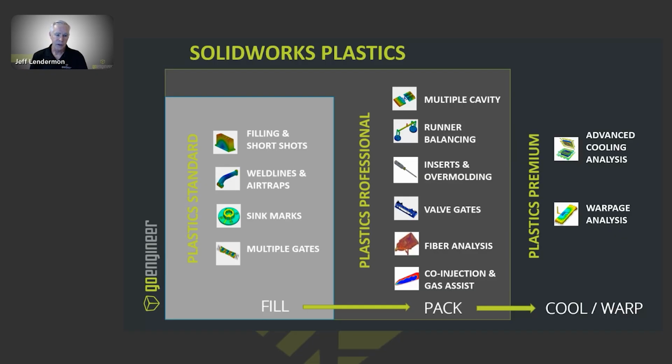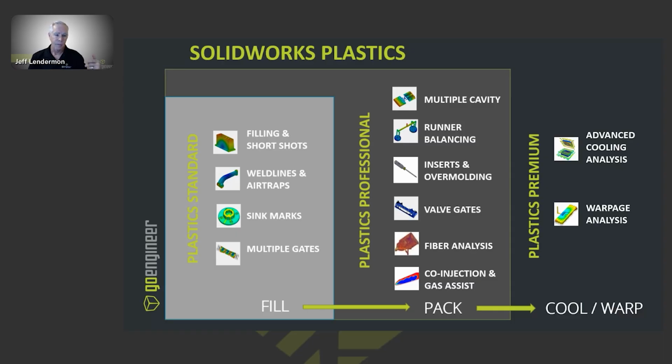And then Professional includes the packing phase. So we go from fill to pack, but it also has tools that are geared more for guys doing mold design, working with multiple cavities. The runner balancing tool is really nice to use to get equal pressure and fill times between your cavities. There's insert and overmolding, so we can do 2-shot overmolding, co-injection, bi-injection, and insert molding. We can mold over a plastic, or we can mold over any of the metals that are in the library. Rubbers over plastic, that type of thing.